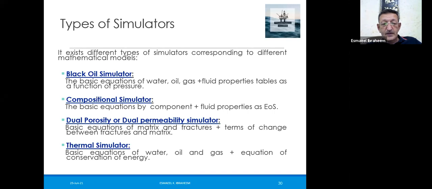You may have dual porosity or dual permeability in the field, so you can use dual porosity and dual permeability simulators. These have basic equations of matrix and fractures plus terms of exchange between fracture and matrix. The thermal simulator is specialized for thermal processes, and uses basic equations of water, oil, and gas, plus equations of state and conservation of energy.